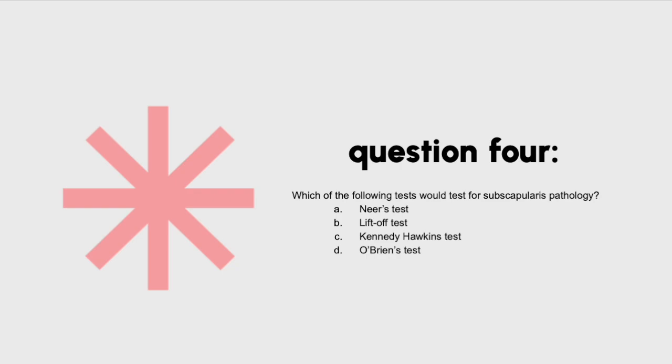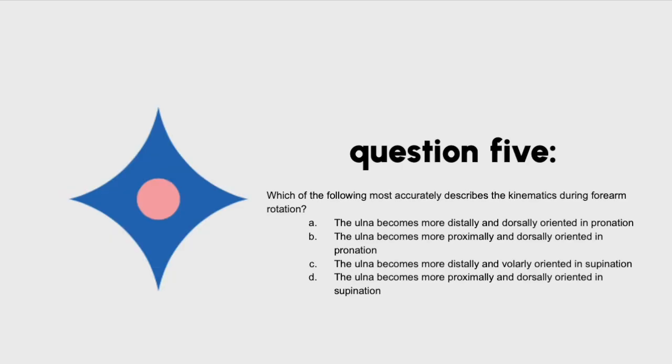Which of the following most accurately describes the kinematics during forearm rotation? A. The ulna becomes more distally and dorsally oriented in pronation. B. The ulna becomes more proximally and dorsally oriented in pronation. C. The ulna becomes more distally and volarly oriented in supination. Or D. The ulna becomes more proximally and dorsally oriented in supination.